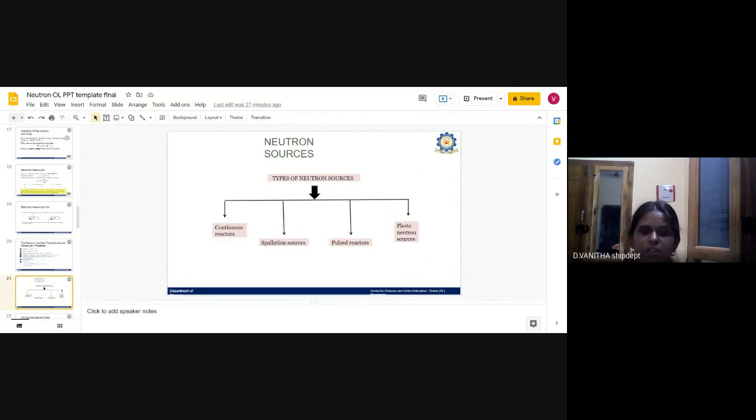So these are the sources of neutrons. First of all, continuous reactors, then spallation sources, pulsed reactors, and photoneutron sources. These are the different types of neutron sources.